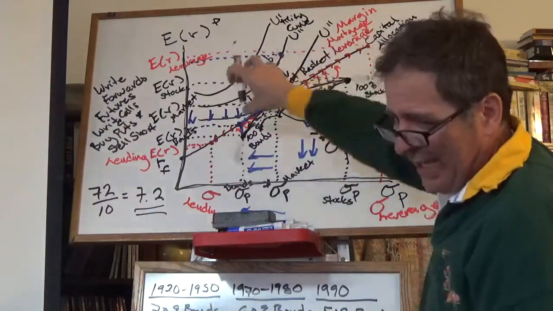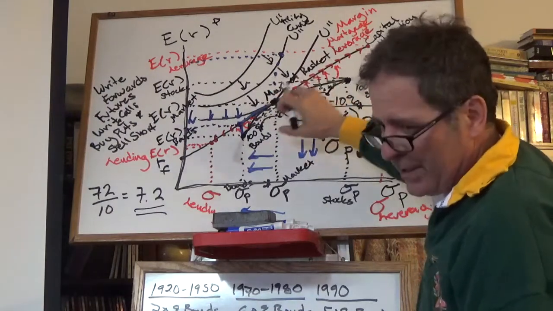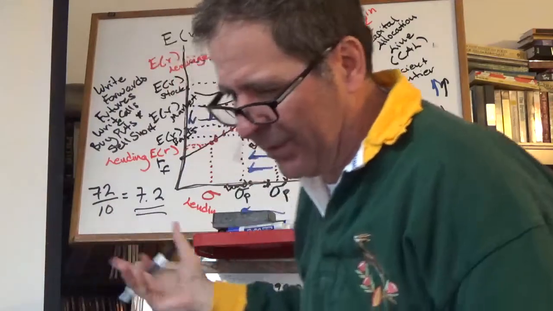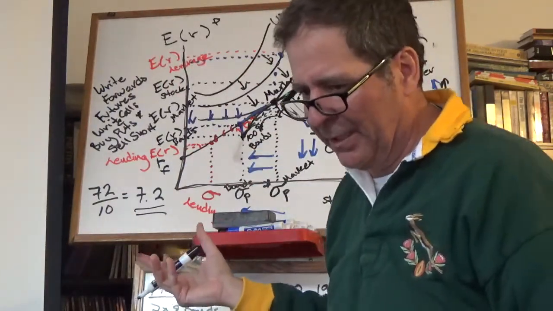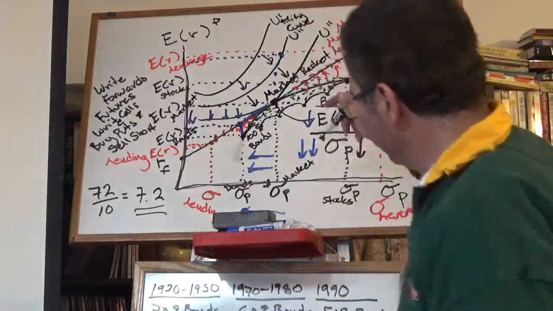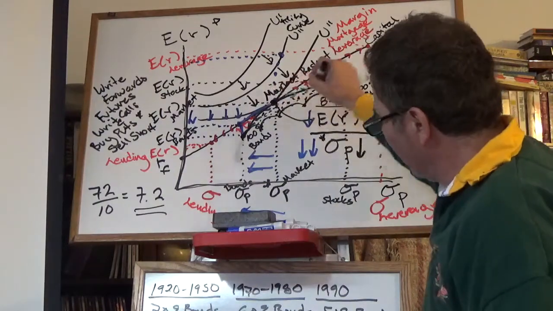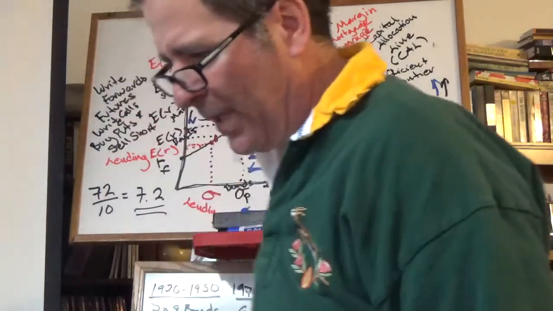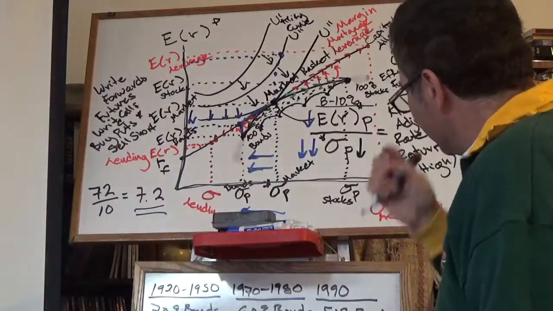Portfolios outside of the efficient frontier are infeasible portfolios. I can't construct them. There's nothing available for me to do it. So I'm forced to build portfolios along the efficient frontier and in the efficient frontier. Okay, does everybody get that?